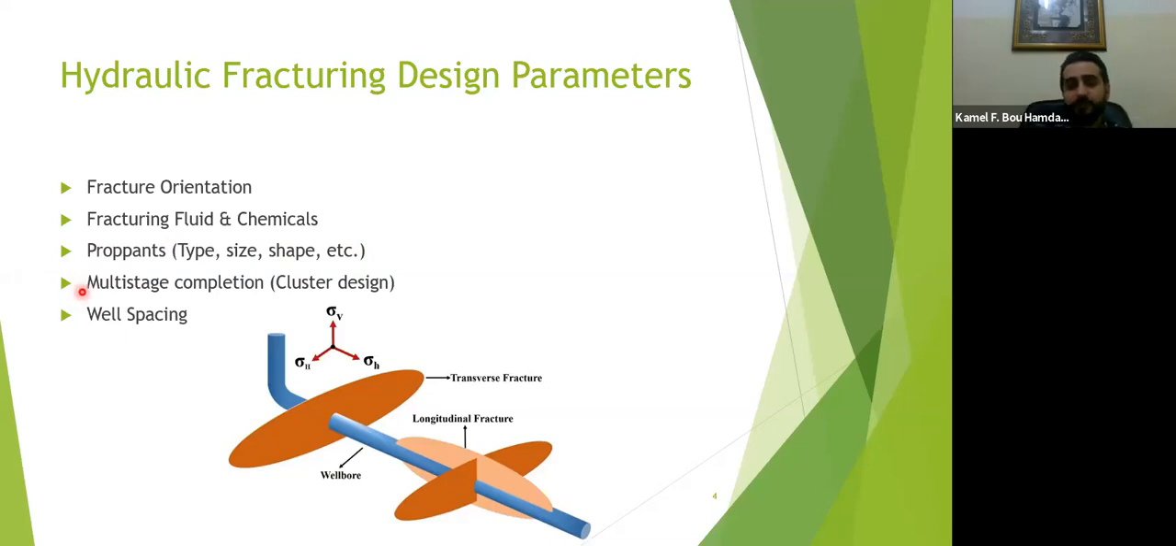In the previous webinar, we covered that multi-stage completion can be done using perforation techniques. We do it for every stage alone. However, now we are going to be more focused on the cluster design, which is part of the stage. We are also going to cover the well spacing. Well spacing is another design parameter if we have more than one well to be hydraulically fractured.